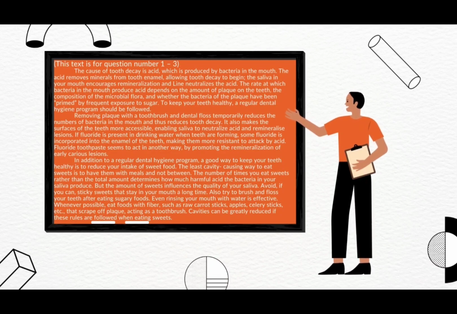Avoid, if you can, sticky sweets that stay in your mouth a long time. Also try to brush and floss your teeth after eating sugary foods. Even rinsing your mouth with water is effective. Whenever possible, eat foods with fiber, such as raw carrot sticks, apples, celery sticks, etc., that scrape off plaque, acting as a toothbrush. Cavities can be greatly reduced if these rules are followed when eating sweets.